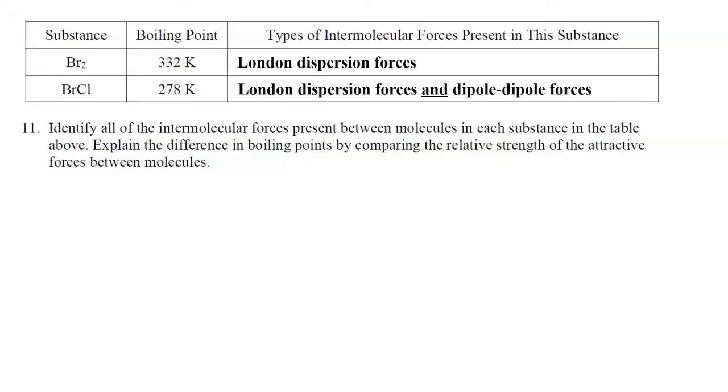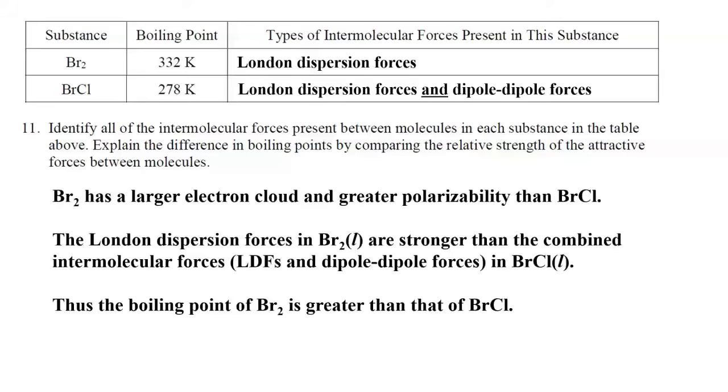We have to come up with a reason why Br2, the nonpolar molecule, actually has stronger attractive forces between the molecules, because Br2 has the higher boiling point. So it must have something to do with the size of the electron cloud. Chlorine has 17 electrons. Bromine has 35 electrons. So the Br2 molecule has a larger electron cloud and greater polarizability than BrCl.